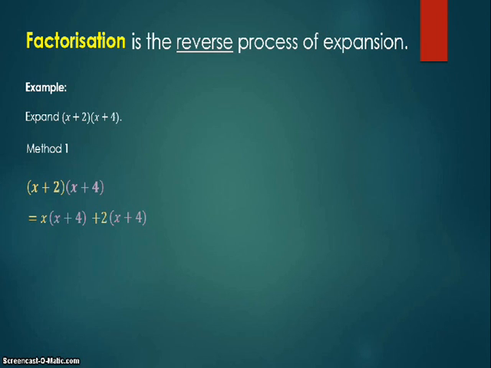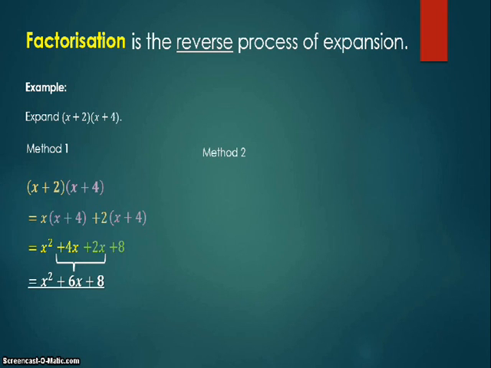So x times x will give us x squared, x times 4, 4x, 2 times x, 2x, 2 times 4, 8. So I'm going to collect all the like terms. For this case, 4x and 2x are like terms. So after some simplification, I'll get a final answer of x squared plus 6x plus 8.